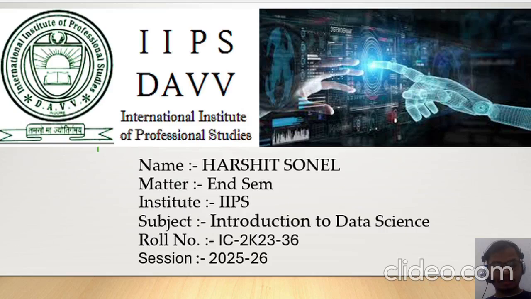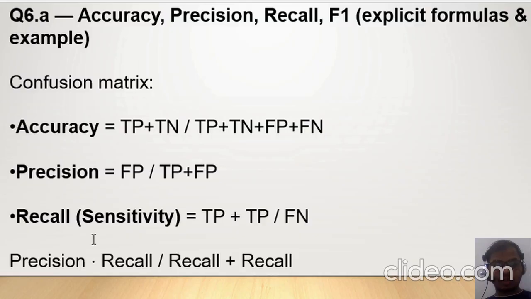Now we are going to start the next topic, that is the end-sem examination paper. Now question number 6: accuracy, precision, recall, F1 score. Confusion matrix: accuracy is (TP plus TN) upon (TP plus TN plus FP plus FN), and precision is TP upon (TP plus FP). Recall is TP upon (TP plus FN), and F1 is 2 into precision into recall upon (recall plus precision).